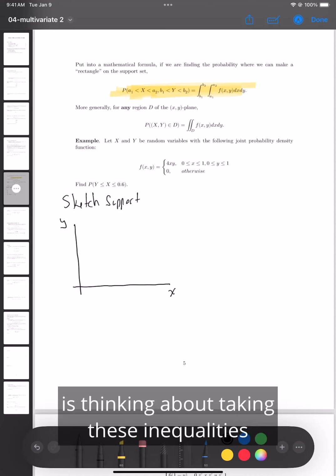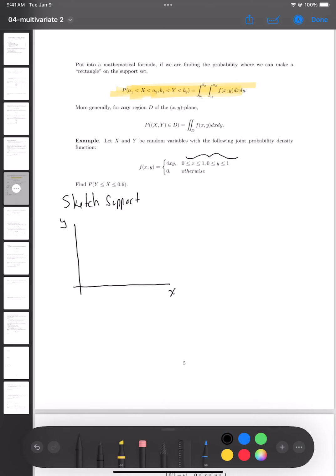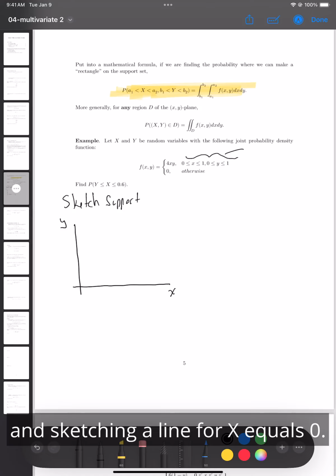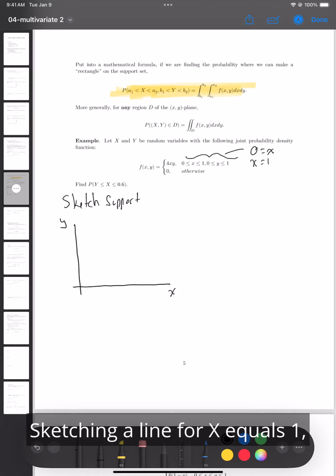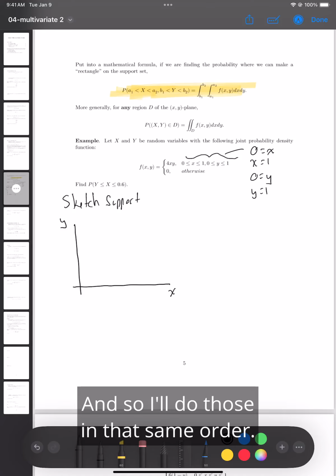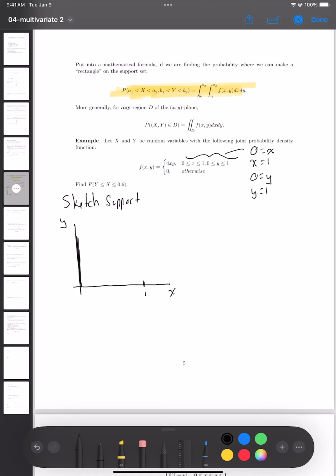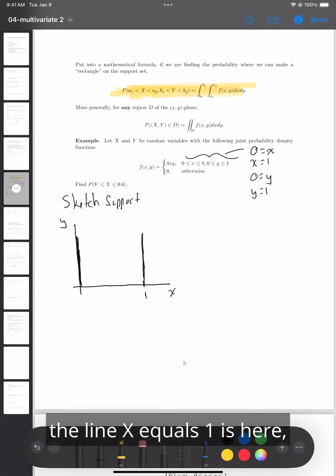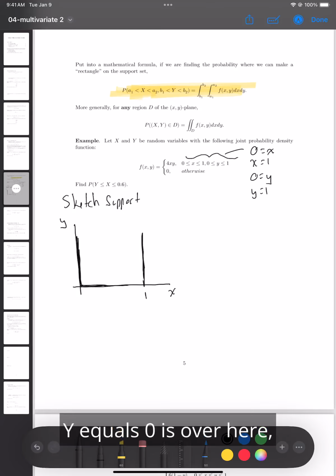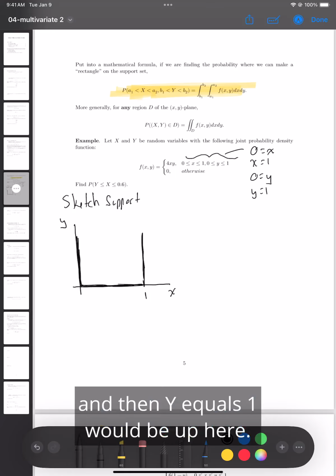But what you're really doing is taking these inequalities and sketching a line for x equals 0, a line for x equals 1, a line for y equals 0, and a line for y equals 1. I'll do those in that same order. So x equals 0 is here. The line x equals 1 is here. Y equals 0 is over here. And then y equals 1 would be up here.